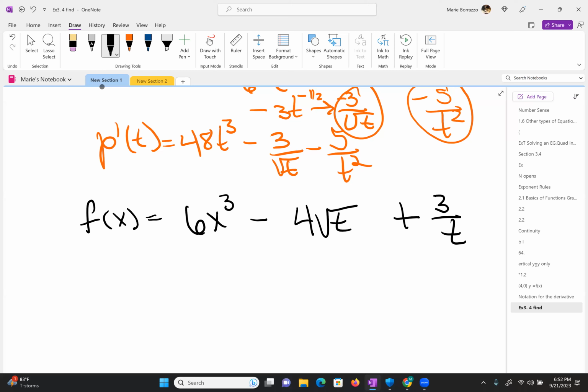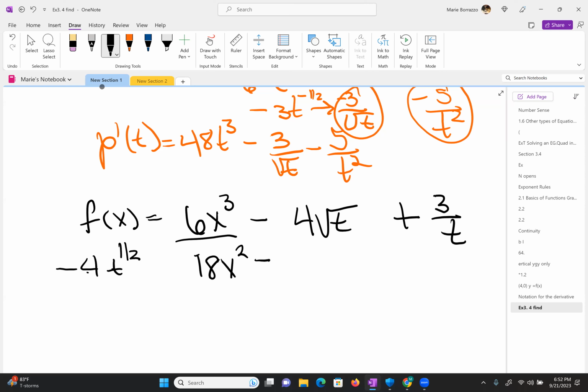What do we agree? What is the first term? 18x squared. What is the second term? 2 over t squared. Yeah. So you have 4t to the 1/2. Do we agree?